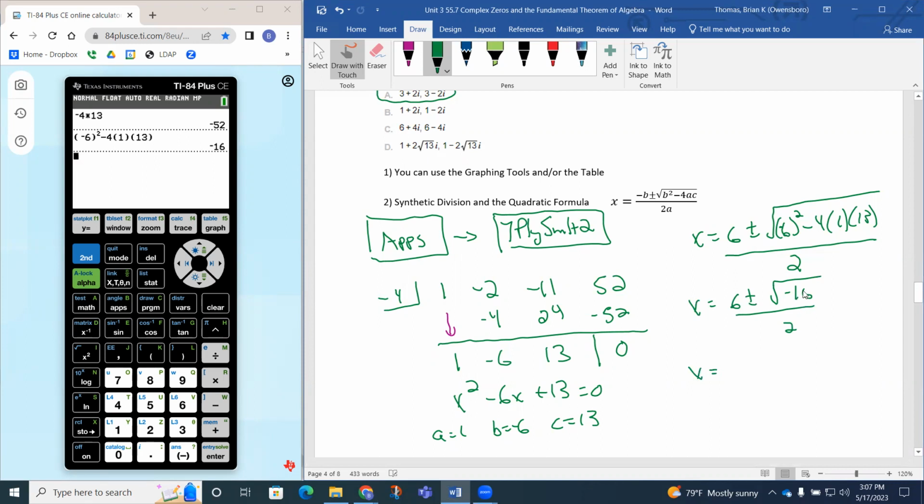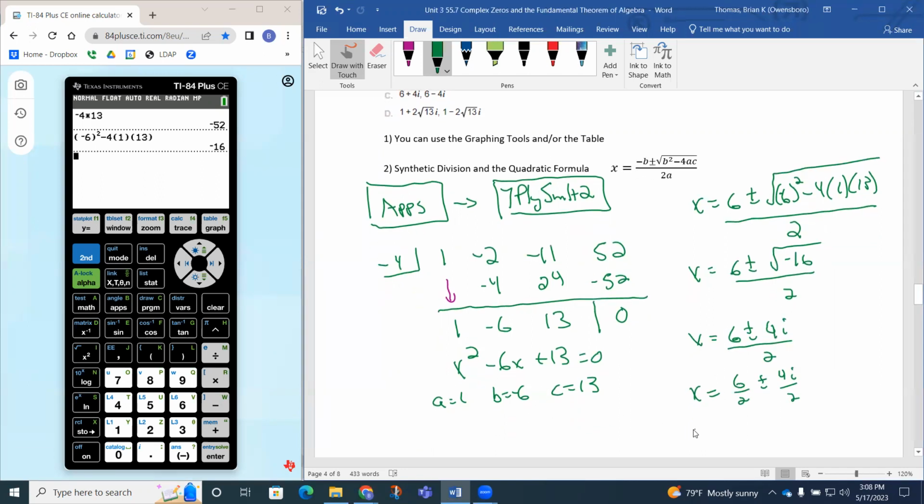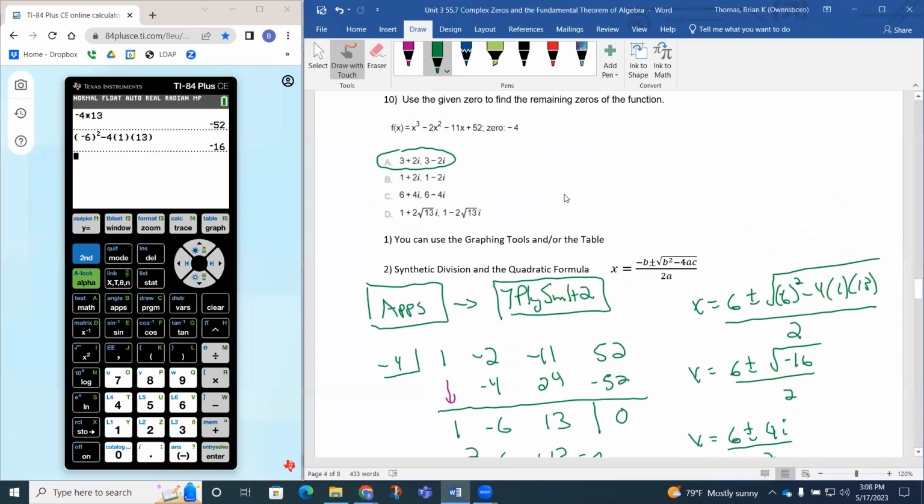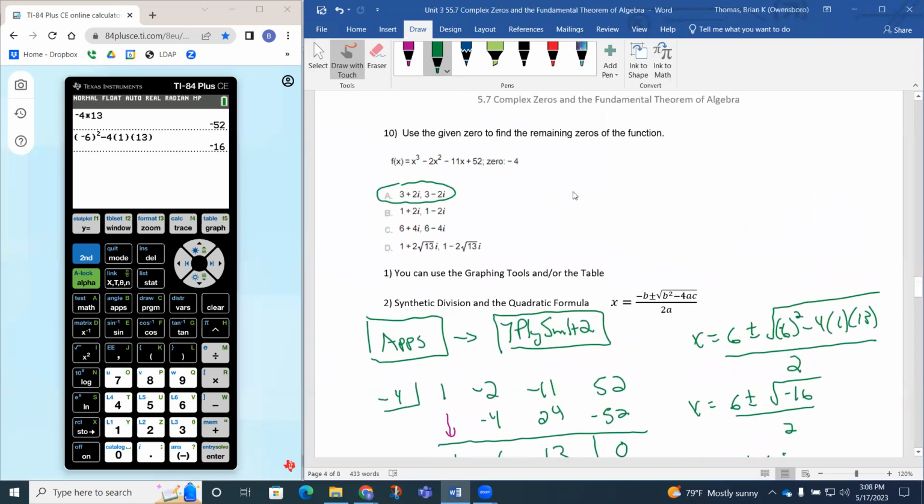Now, remember that the square root of a negative number represents an imaginary number. So we have 6 plus or minus, the negative comes out as an i, and the square root of 16 is 4, so that comes out as 4i divided by 2. Then we just separate this as 2 pieces, 6 over 2 plus or minus 4i over 2. Notice that each one of those can be divided by 2. 2 goes into 6 3 times, 2 goes into 4 twice, so 3 plus or minus 2i, such that we do get the same roots as we came up with up here, the 3 plus 2i and the 3 minus 2i. So we have the same solutions using the synthetic division and the quadratic formula.